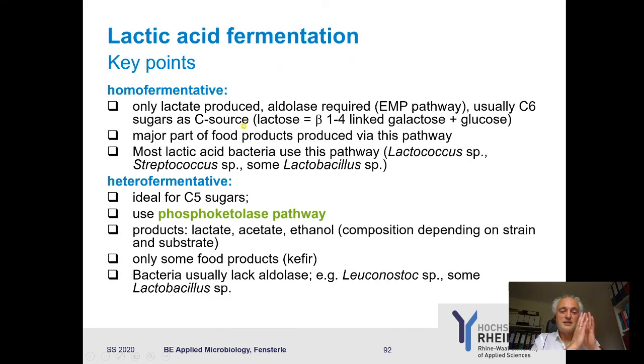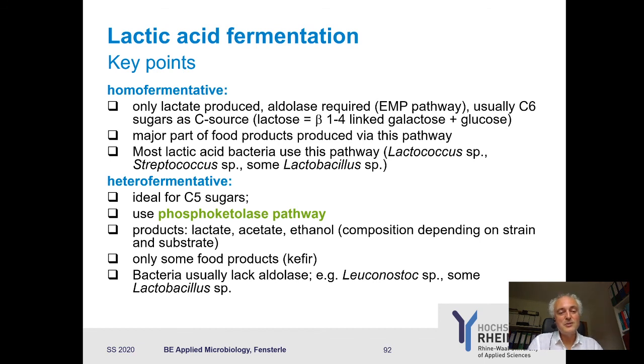Okay. Just summarizing the key points of lactic acid fermentation, we have the homofermentative pathway. We need the aldolase of the Embden-Meyerhof-Parnas pathway. It usually uses a C6 sugar as a carbon source. By the way, lactose in milk is just beta 1,4 linked galactose, which is a C6 sugar, and glucose. The major part of food products exploit this pathway. Most lactic acid bacteria indeed have this pathway, like Lactococcus, Streptococcus, and some Lactobacillus species.